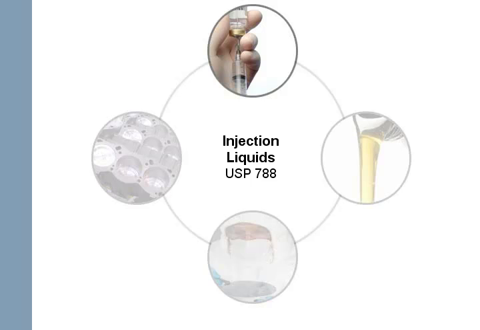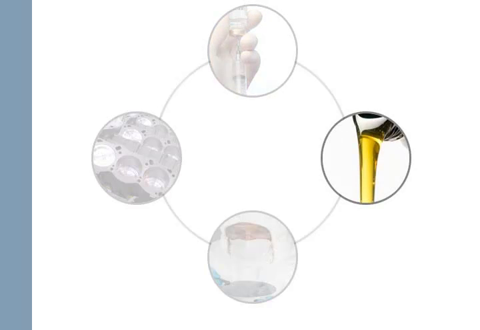USP 788 quantifies size and frequency of particles found in injection liquids. ISO 4406 and 4407 are standards used to code the contamination levels of hydraulic fluids by solid particles.